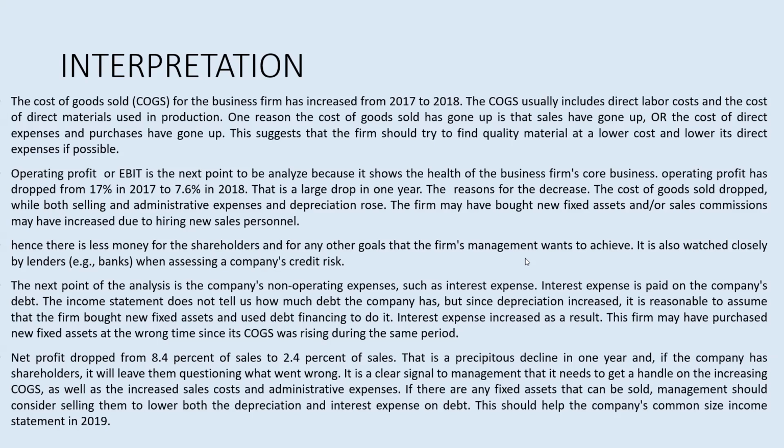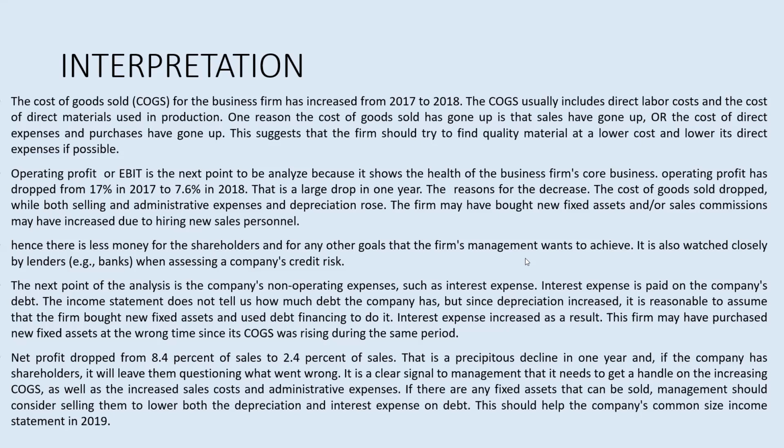Then the final one. Net profit dropped from 8.4% of sales to 2.4% of sales. That is a precipitous decline in 1 year. What do you mean by precipitous decline? So it is a great decline in 1 year. If the company has shareholders, they will be left questioning what went wrong. So if a shareholder is there, they may wonder what else is going to happen to our company.